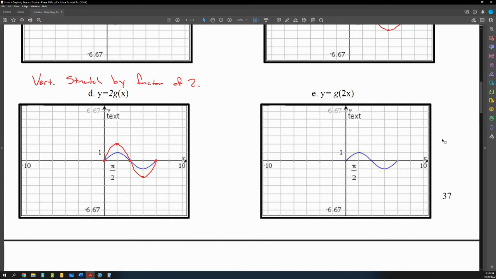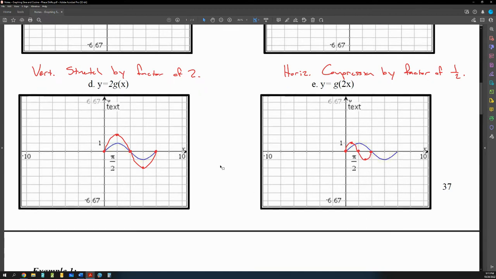And then finally, letter E, we have y equals g of 2x. This is going to be a horizontal compression by a factor of 1/2. Okay, it's going to take all of our x values and it's going to cut them in half. So we have this kind of horizontally squished wave. Notice all the y values are still the same though. We still have from -1 to 1. All right. So go ahead and flip the page.